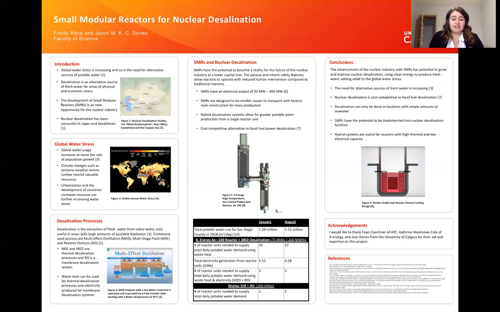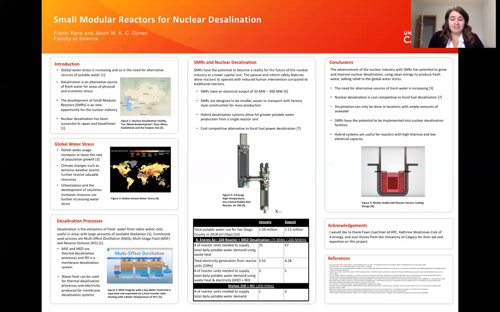The other reactor I looked at is the Moltex's stable salt reactor. It has an electrical output of 300 megawatts, which is significantly larger than the XE100 reactor. This, partnered with the reverse osmosis desalination system, would require 1 reactor in January and 2 reactors in August to produce all of the potable water for San Diego County.